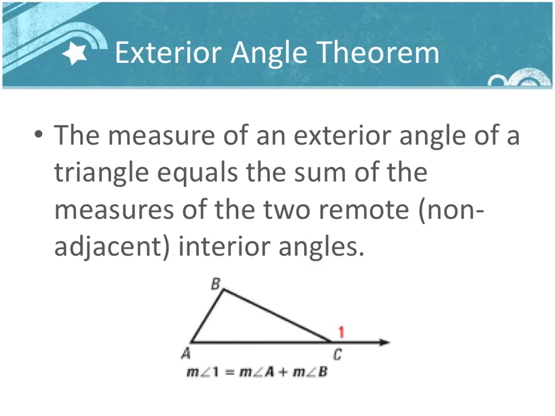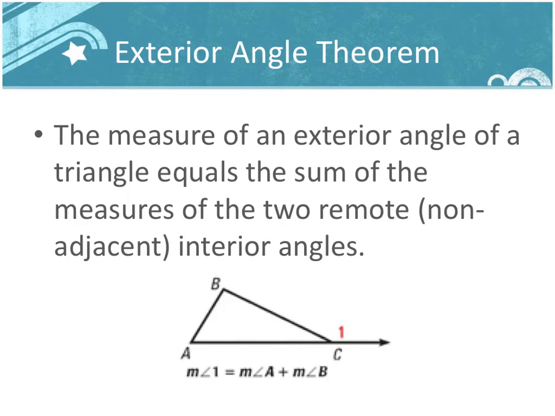The next theorem in this lesson is the exterior angle theorem. And this one states that the measure of an exterior angle of a triangle equals the sum of the measures of the two remote non-adjacent interior angles. That sounds like a mouthful. It's kind of a lot. But really all it's saying is the two remote non-adjacent.